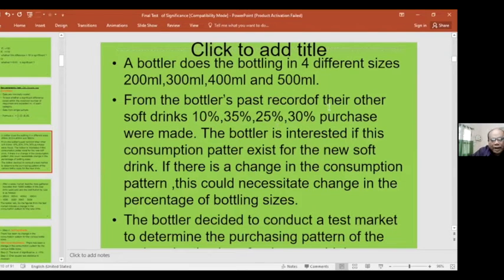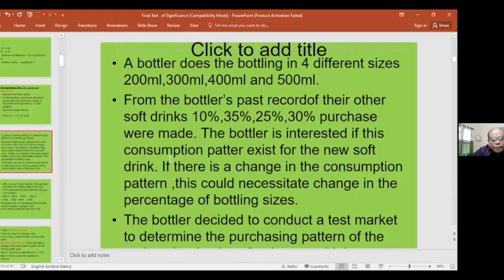From the bottler's past record of their other soft drink, 10%, 35% purchases were made. For 200 ml, 10% sales were being made. For 300 ml, 35% were being made. For 500 ml, 30% were being made. The bottler is interested in whether this consumption pattern exists for a new soft drink.